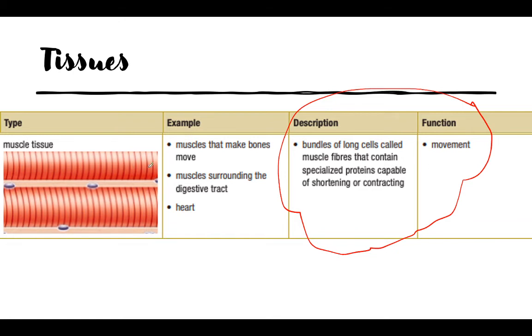There are different types of muscles. I'm just going to talk through the examples as well. There are muscles that make our bones move. There are muscles that line our digestive tract. And there are muscles in our heart as well. When we get into the different organ systems, perhaps next week, we'll look at the details of those. For now, just focus on the description and the function of each tissue type.